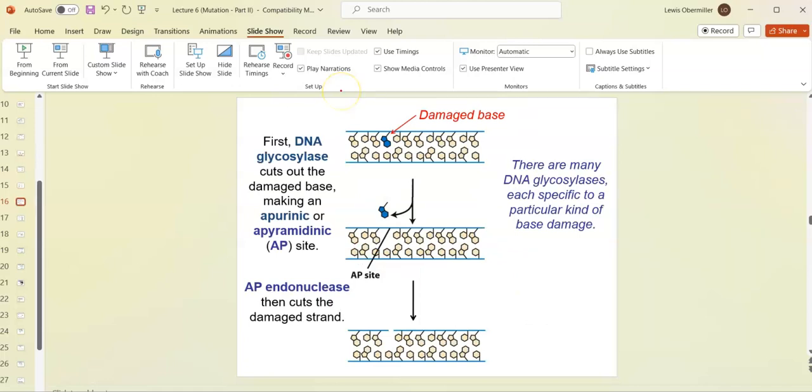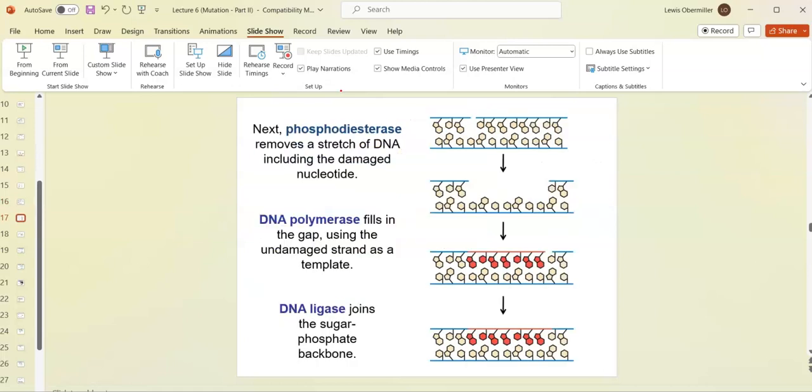So they're recognized by a glycosylase. It cuts out the damaged base. So it's just cutting the base. It's leaving the sugar and the phosphate group intact. And so that base is removed. So it can either be a pyrimidine or a purine that's excised. And then an endonuclease will cut the damaged strand. So it's showing you here, it's cutting that strand because it knows there's no base there.